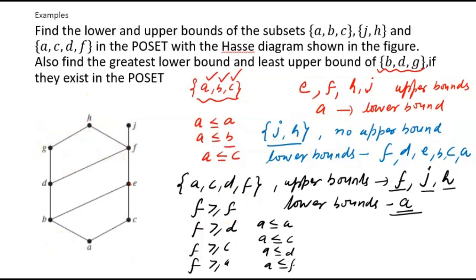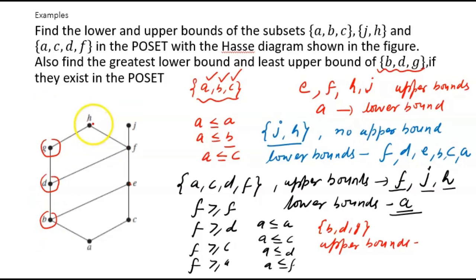So if I talk about B, D, and G, what are the upper bounds? Let me write, we have a subset B, D, and G. First let me write the upper bounds. So what is B here? This is B. Where is D? This is D. And where is G? This is G, right? They are in one line. So upper bounds are clearly H, and H, not J, because J is not greater than.